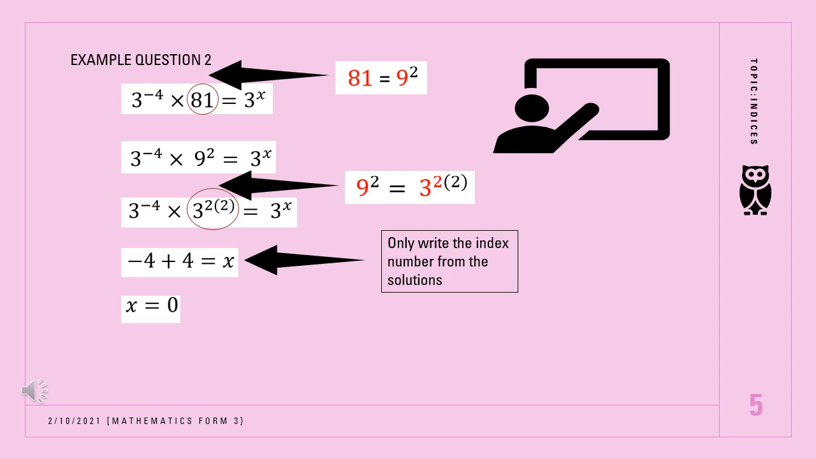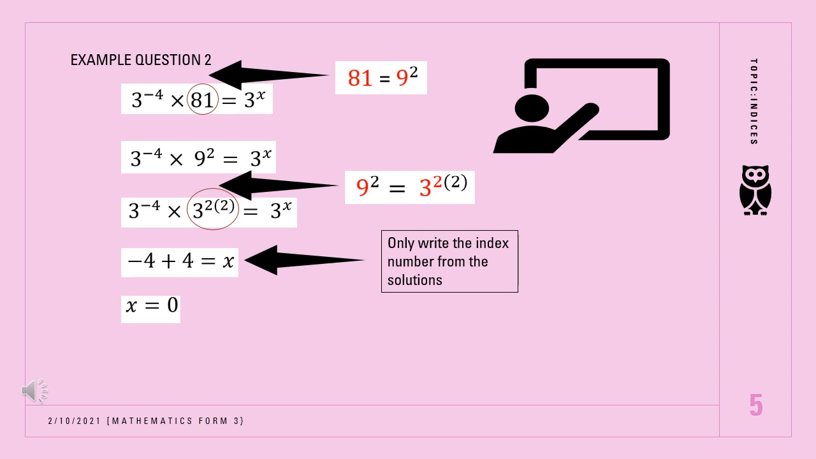So you see the red color. 81 equals 9 power of 2. Number 9 is not base 3, so you need to change it a second time. Okay, you see solution number 3. It becomes 3 power of 2 times 2. You need to write it like that.